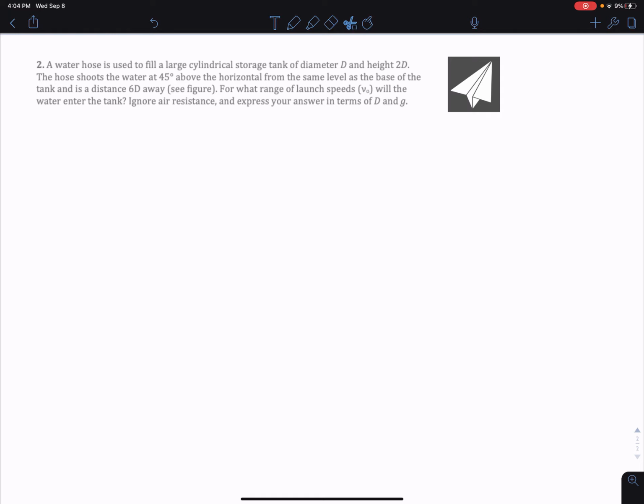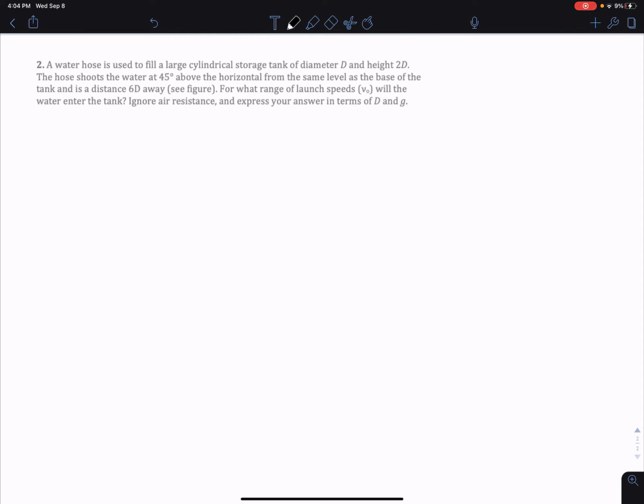Hey guys, I had some requests for this problem from the homework, and as I think it's pretty relevant to the exam coming up, I thought I'd make a little video so that you guys would have a reference that you could look at. So this is a water hose being used to fill a large cylindrical storage tank. It's got a diameter D, and I think what's interesting about this problem is it's all symbolic. So we're gonna do everything using just variables and very few numbers, okay?